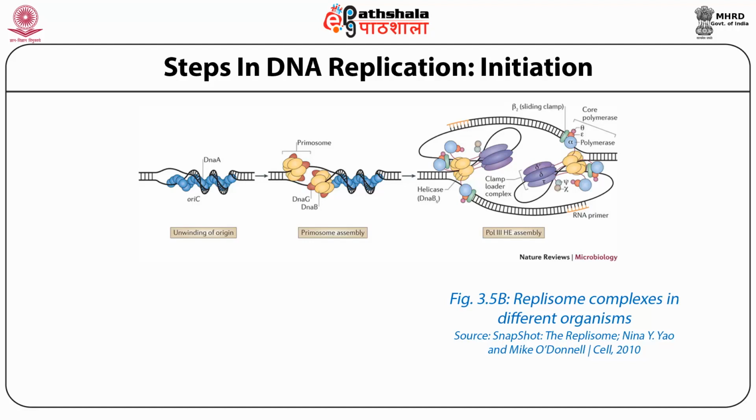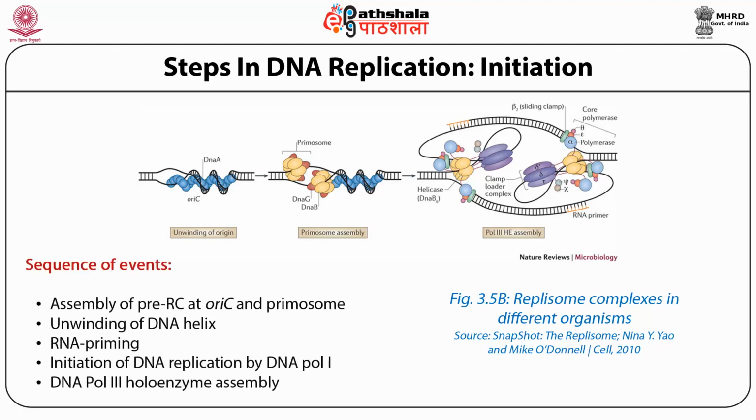Let's begin with understanding initiation of DNA replication in bacteria. It begins with assembly of the pre-replication complex at oriC, which recruits the primosome complex, thereby triggering the unwinding and opening up of the origin of replication, forming two individual single strands of DNA template. These are stabilized by single-strand binding protein, which is a part of the primosome complex.